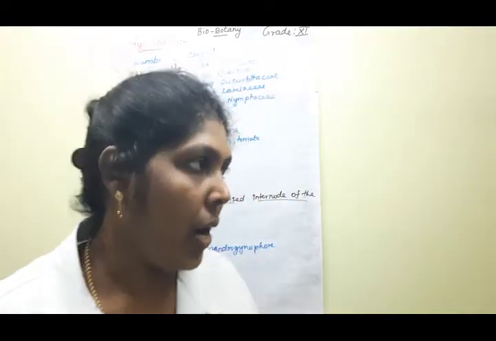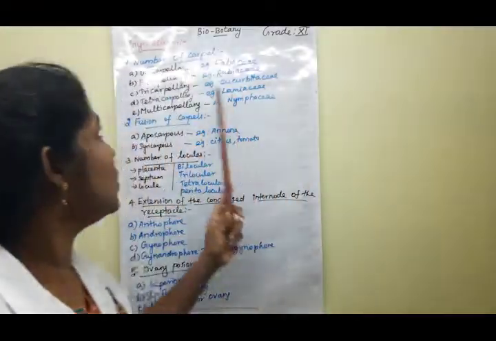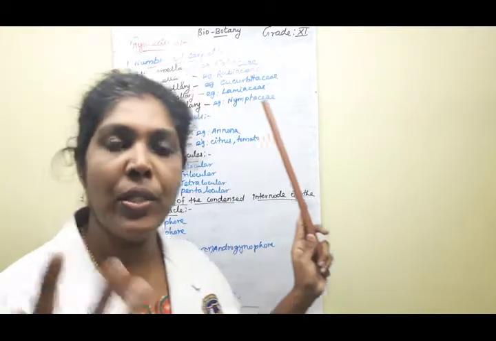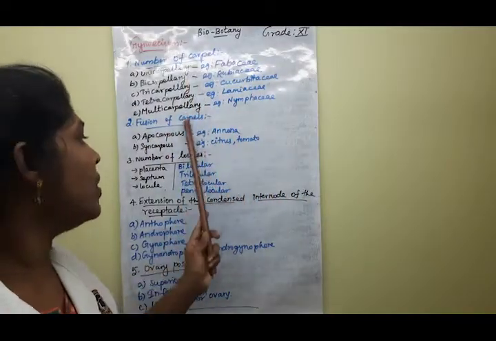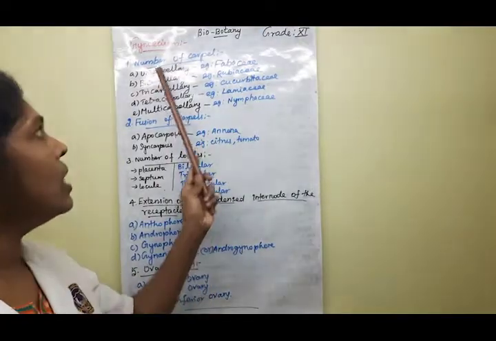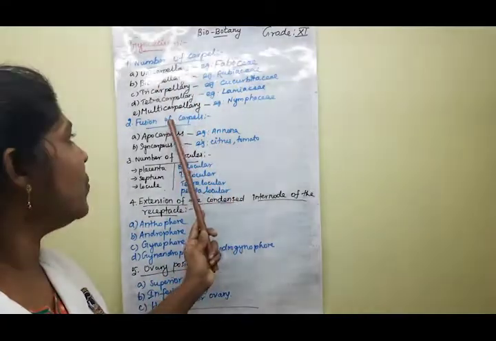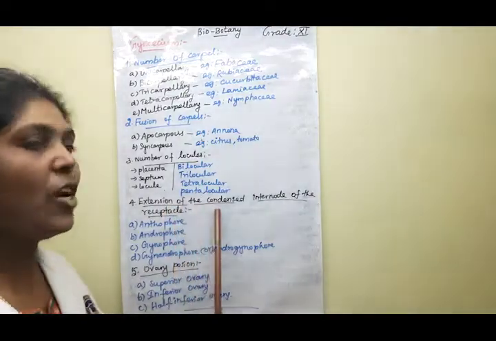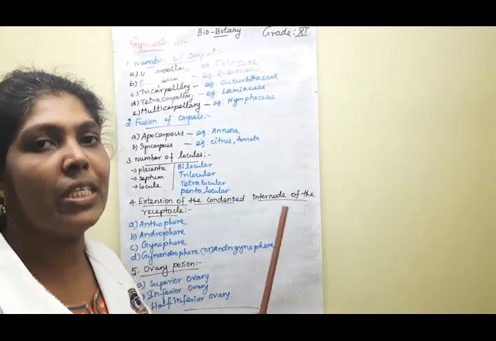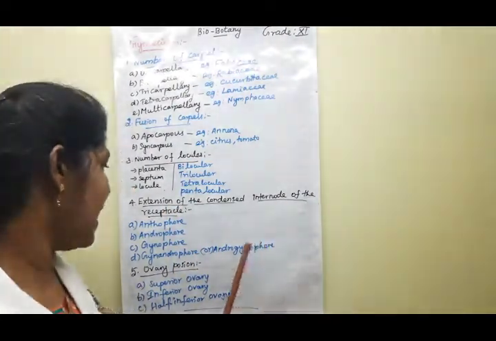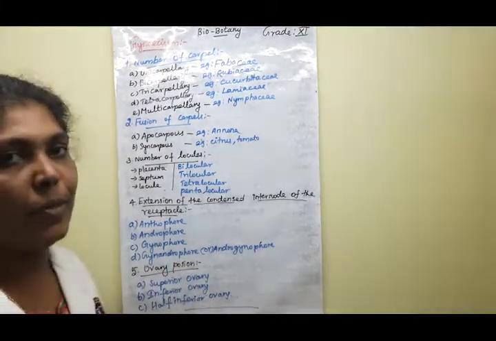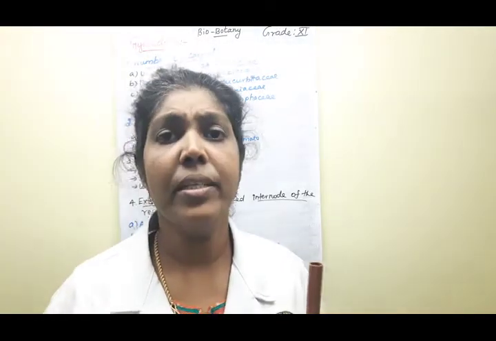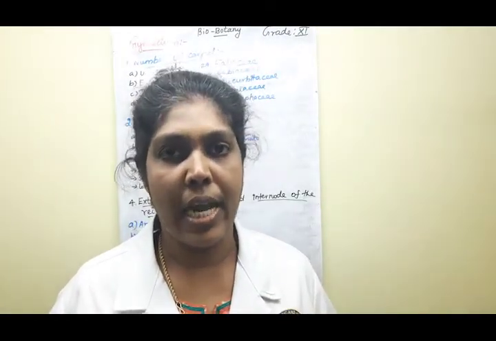Once again, I'll recap today's class. First, gynoecium, which you know very well. What does gynoecium mean? Then we learned the three types: number of carpels, fusion of carpels, and the extension of the condensed internode, the thalamus or receptacle region. Finally, we completed the ovary positions. Understood? These are the things we finished in our class today.